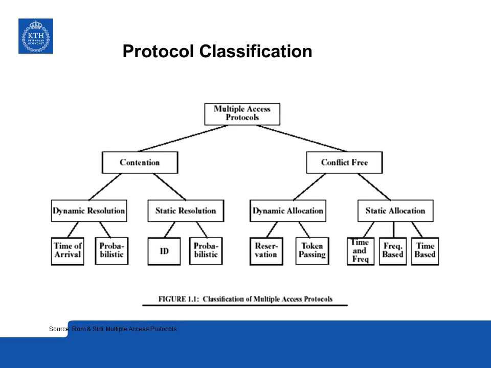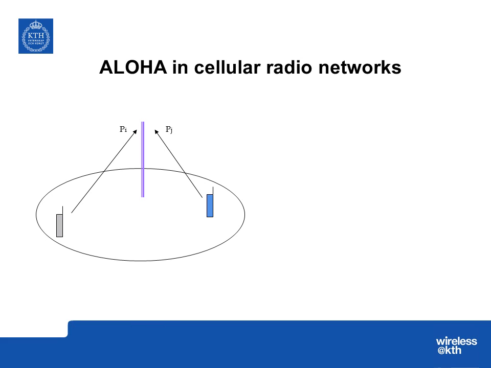To review where we are on the protocol classification map, we are on the left hand side in contention schemes, and we look at dynamic resolution and with probabilistic resolution of conflicts. So we are in the ALOHA protocol domain. So in this seminar we will review what happens in an ALOHA system in a cellular radio network setting. Here we have 2 terminals transmitting packets to a single base station.